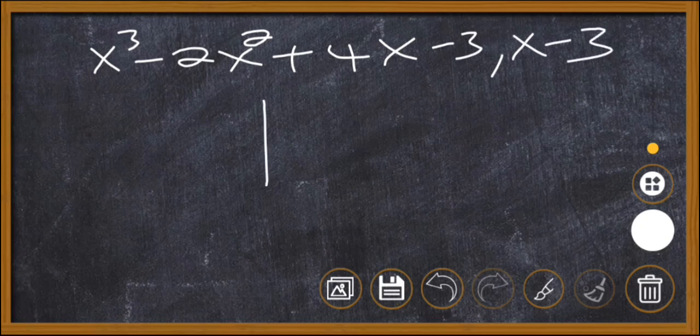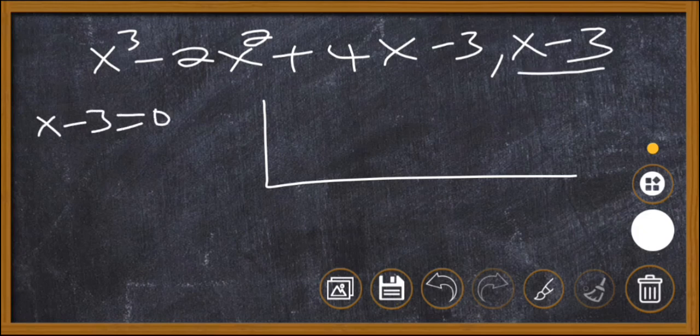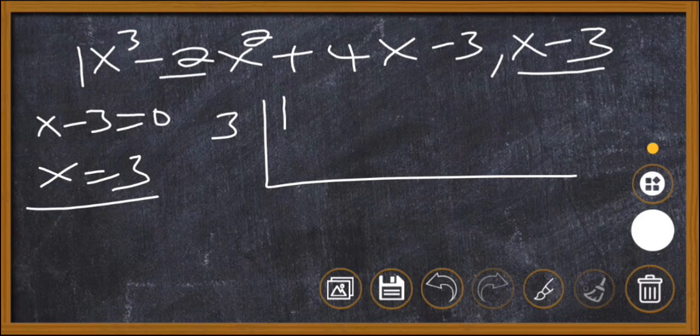So using the synthetic method, all you have to do is solve the divisor. So we know that x minus 3 equals 0. We will have x equals 3. So in this case, our divisor is 3. You write it there. And then you write the coefficients of these x values. So here it simply means we have 1. And here we have what? Negative 2. Here we have what? Positive 4. And here we have what? Negative 3.